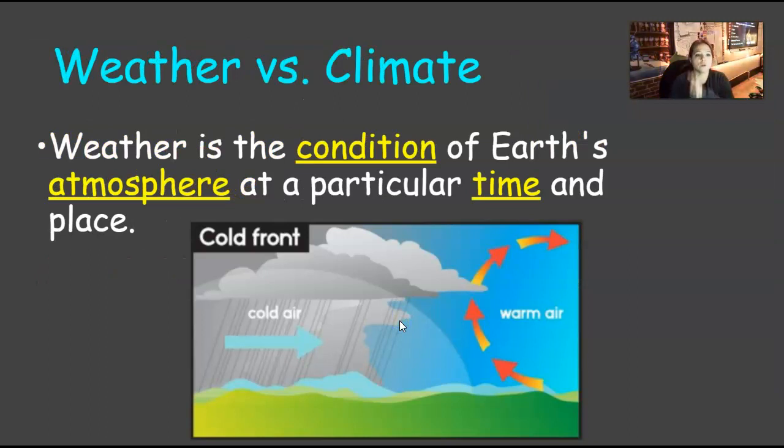All right, so now we're going to talk about weather versus climate. Now, why am I doing this? It's involved with atmosphere. It's involved with the energy that is hitting the Earth. So let's look at weather versus climate. Weather is the condition of the Earth's atmosphere at a particular time and place. Like the weather right now, I'm looking out, it's kind of gray, kind of yucky looking. It might rain. That's the weather at this time today.